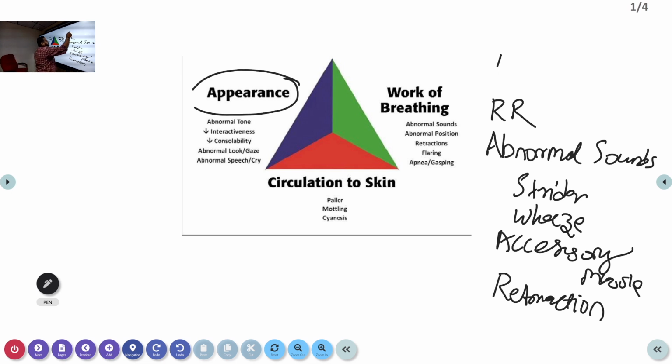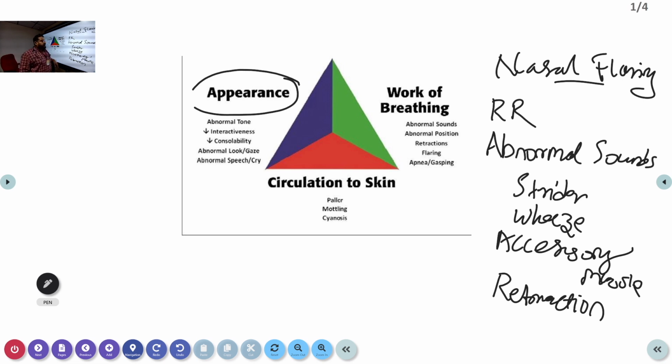So whether you are able to see nasal flaring, and next most important, if the child is apneic, not at all breathing or only having jaw breathing. Otherwise we can call it gasping breath. So these are the things that you need to look for.